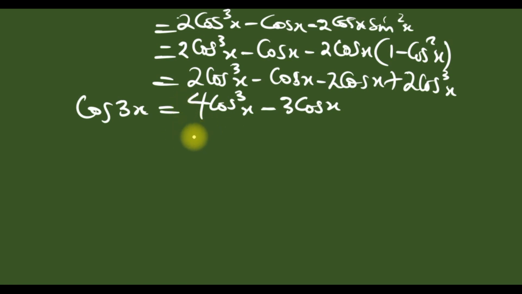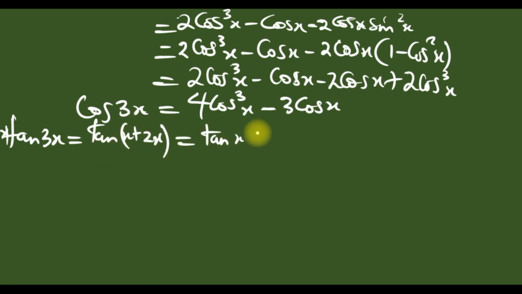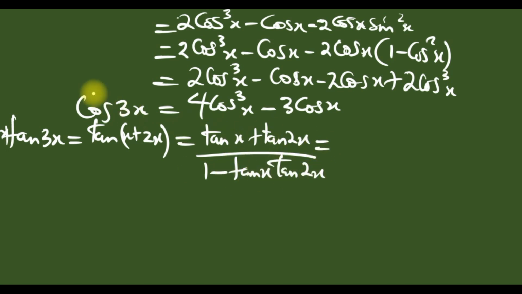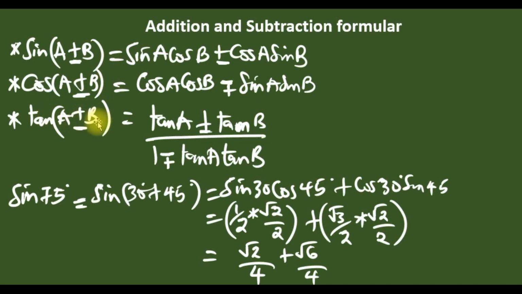So very important. Finally, for tan, we know that 3x is x plus 2x, and from our addition formula for tan, tan of x plus 2x is tan x plus tan 2x over 1 minus tan x times tan 2x. That's our addition formula for tan, as you can see from our previous video. Tan a plus b is that, so we just replace. We have x and 2x, so a is x, b is 2x.